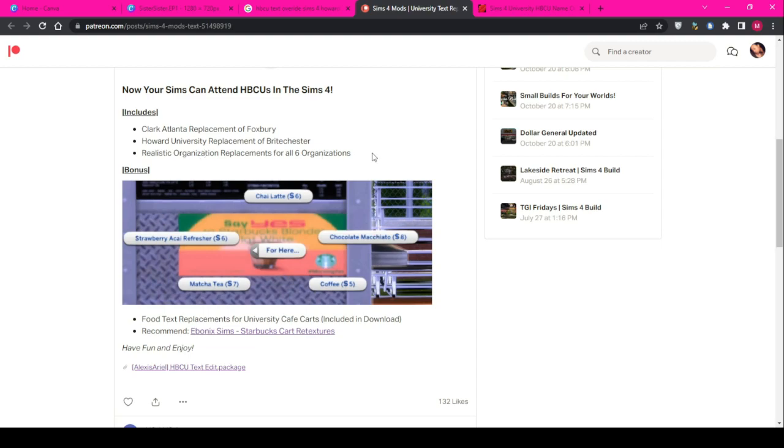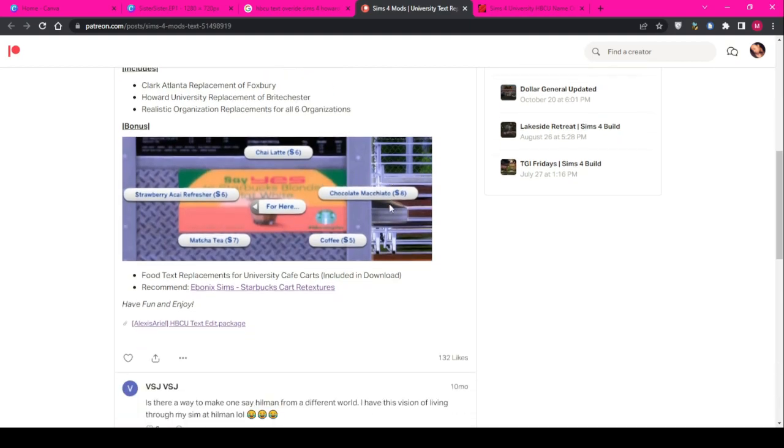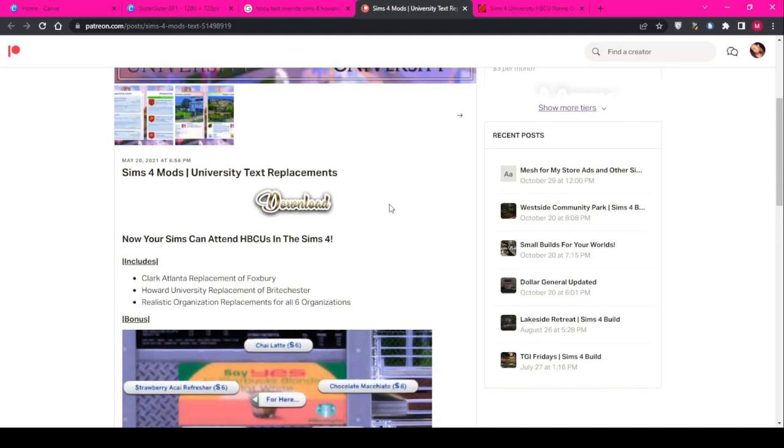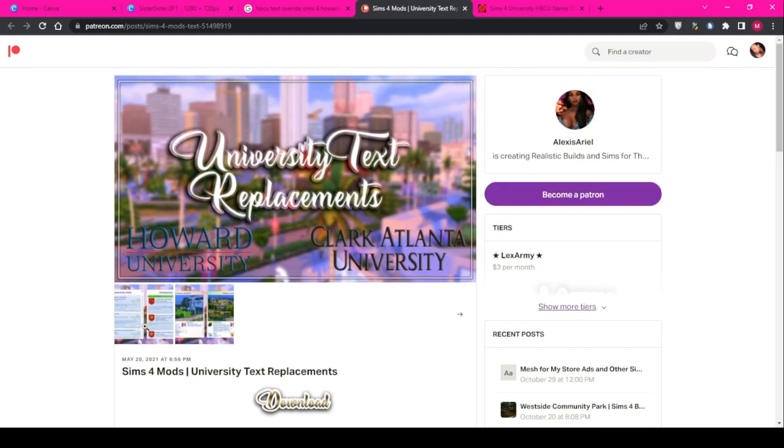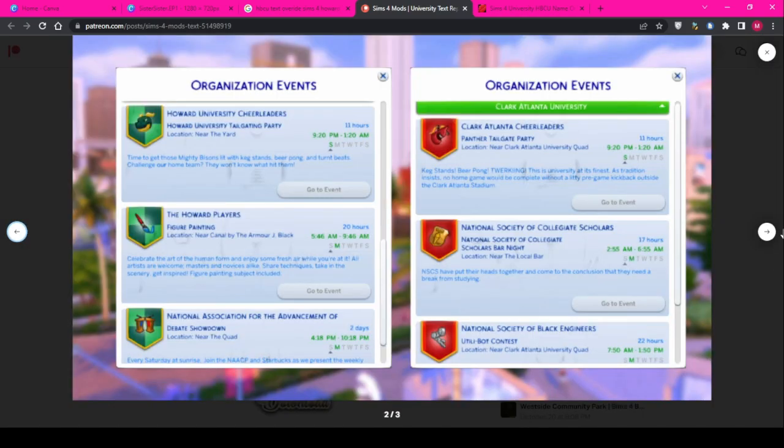That is something that I really like, is that this one comes with the organization replacements for 6 organizations, which is really great. Let's see if they're shown here. Okay, great. And so these are the different options for the organizations.